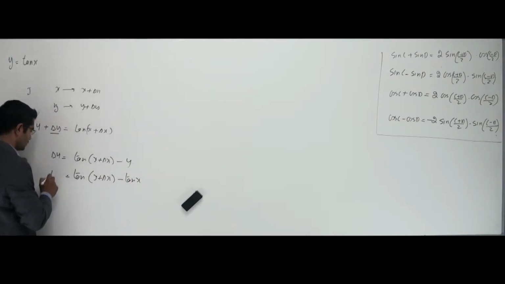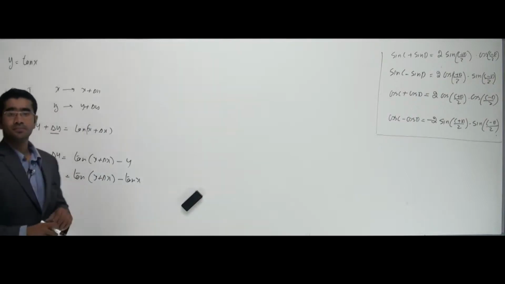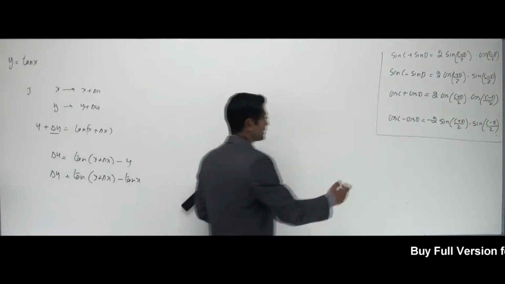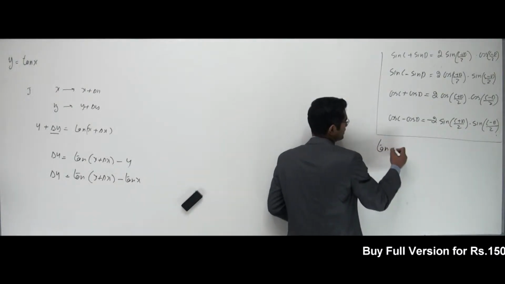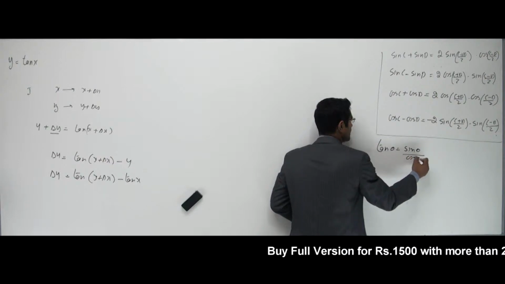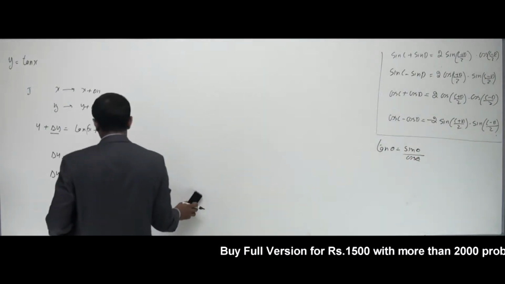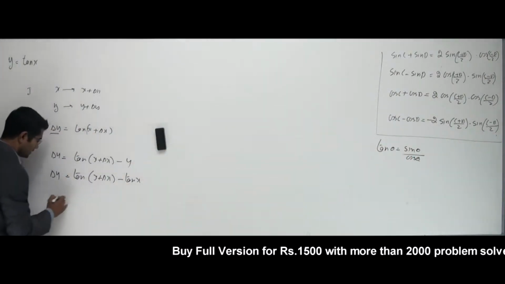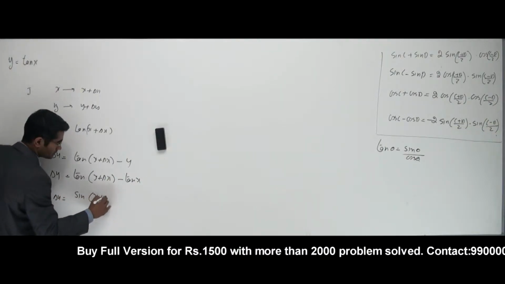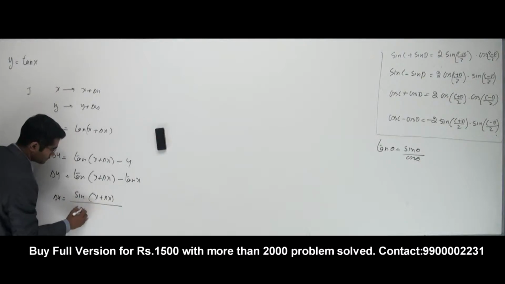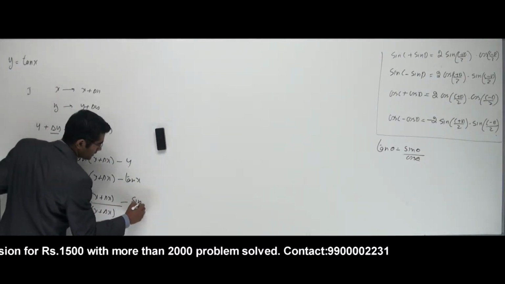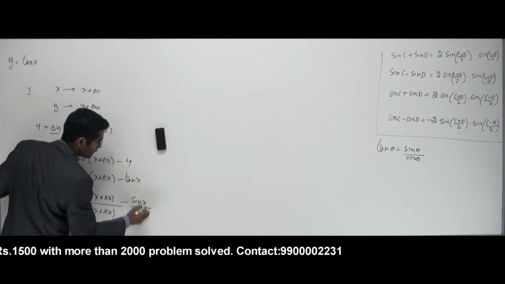Now can I solve this, guys? Do I have any formulas connected to this? One thing we can do is write tan as sine by cos. So I can use this: tan theta is given as sine theta by cos theta. I will use this formula and see what happens here. So in this case I can write delta y is equal to sine of x plus delta x by cos of x plus delta x minus sine x by cos x. And now that's what I have.